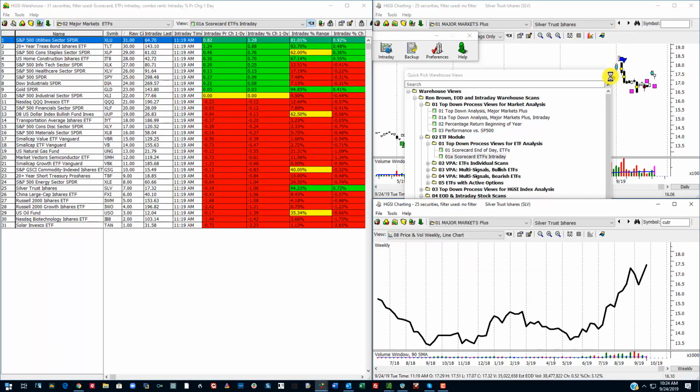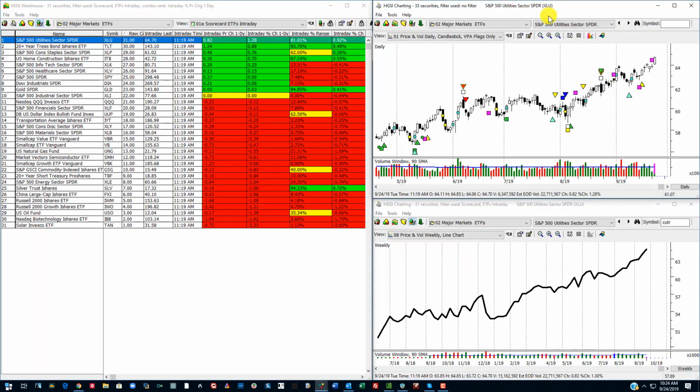Let's just take a look at utilities. I'll get rid of the quick pick here. Once again, I am using a daily VPA chart and a weekly line chart. My reason for doing that is to be able to look at the weekly chart and clearly see the trend in the higher highs and higher lows, whereas with the daily chart, I can see where the VPA flags have been appearing.